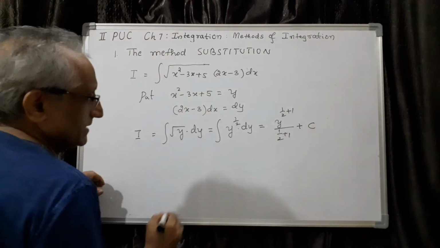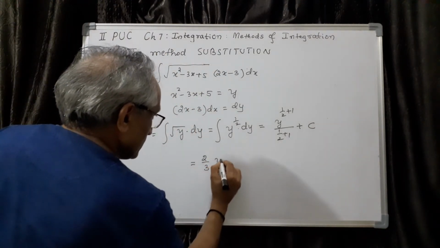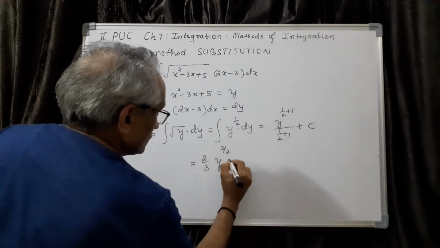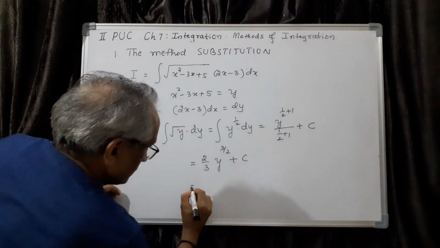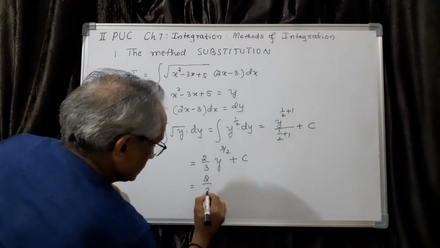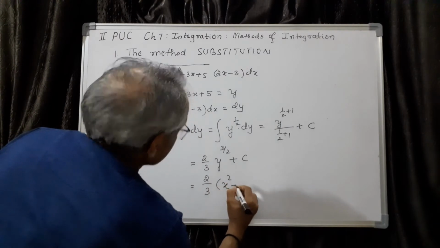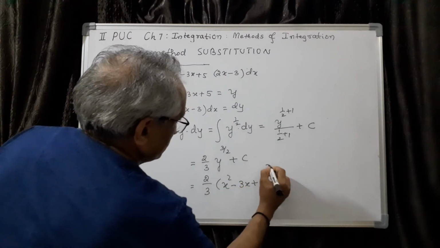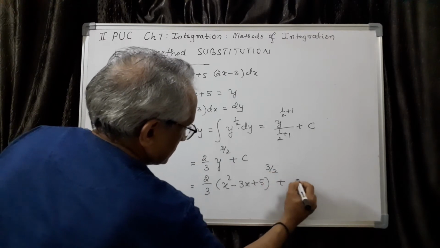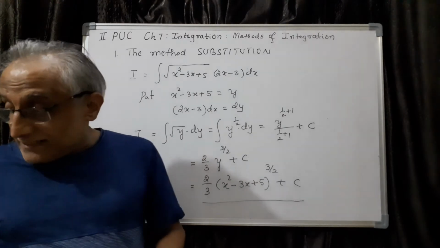Of course, c we have to write. So after simplification, we get 2 by 3 y power 3 by 2 plus c. But y is this one, therefore finally you have to write 2 by 3, then y is x square minus 3x plus 5 to the power 3 by 2 plus c. This is our final answer. So this is the second question.